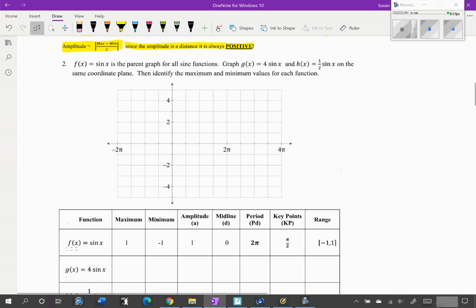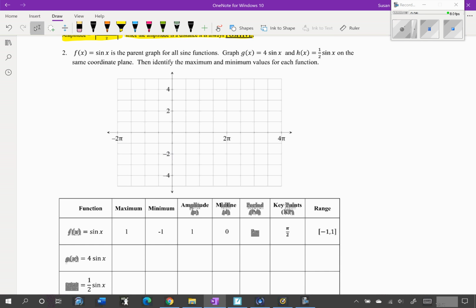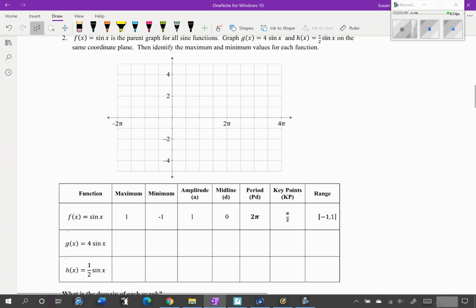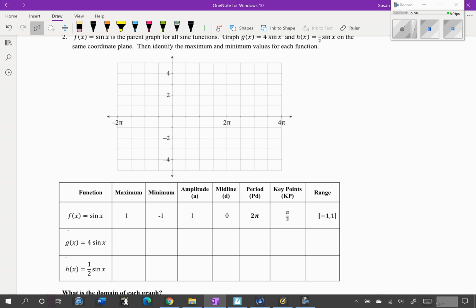So we're going to graph these other 2 functions on the same coordinate plane, identify the max and mins, and fill out this table below. So the first thing I want to do is go ahead and graph my key points from my parent graph. So I'm going to label my x-axis. So 1 pi over 2, then we get 2 pi over 2, which is pi, 3 pi over 2, 4 pi over 2, 2 pi, 5 pi over 2, that helps you to write them up here and then reduce.